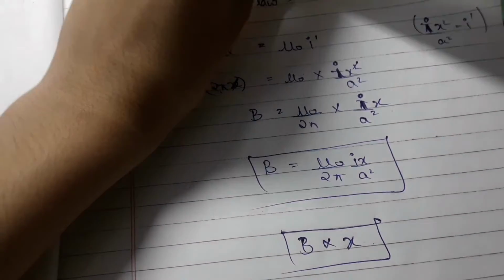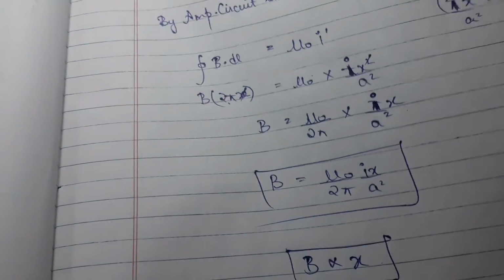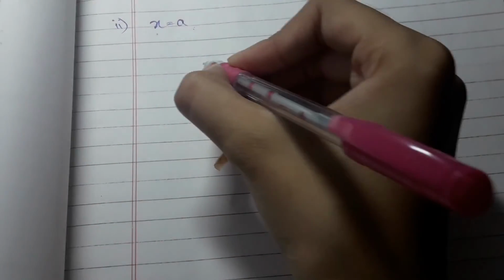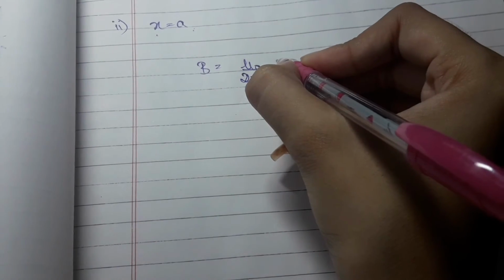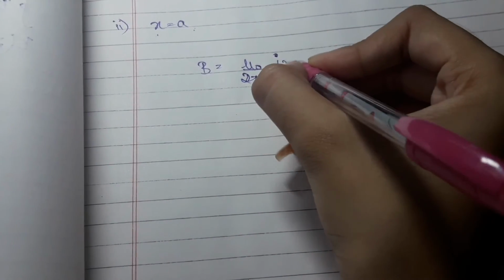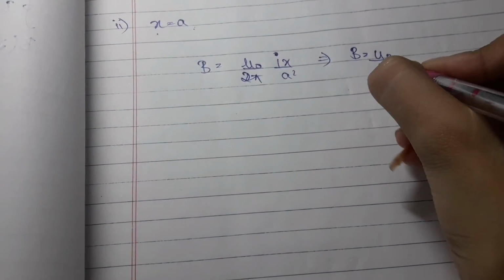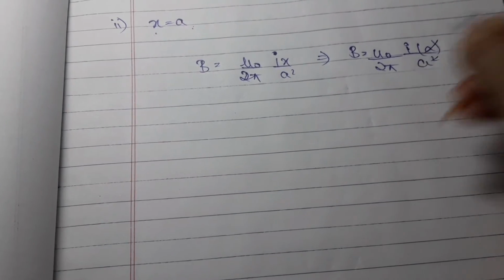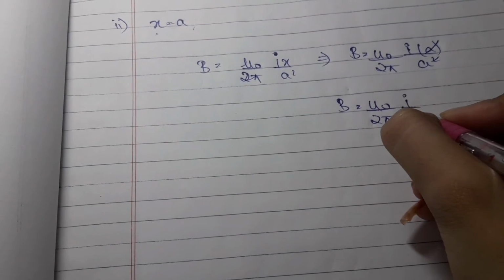Now we will take case 2, in which x is equal to a. In this, we just put a in place of x, because x is equal to a. Then we will cancel out one a. So the magnetic field will come out to be mu naught upon 2 pi, I upon a.